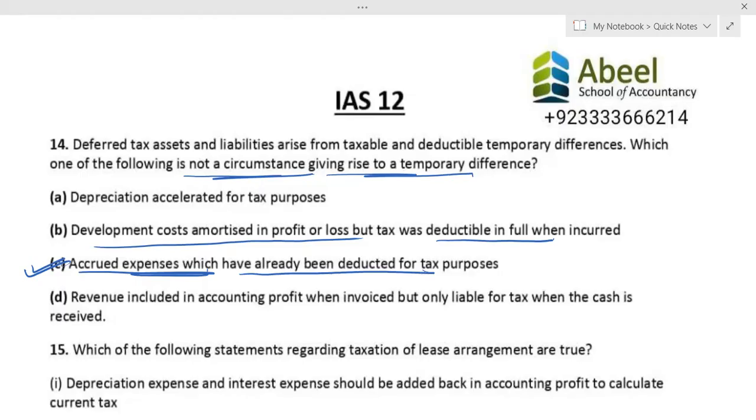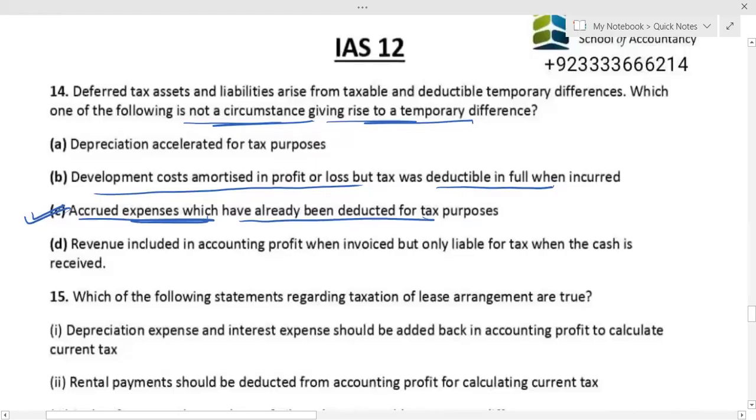So accrued expenses, according to the accounting, means expense debit, accrual credit, and the taxation people are saying we have already deducted. Okay, now D, revenue included in accounting profit when invoiced, but only liable for tax when cash is received. D will result in a taxable temporary difference.